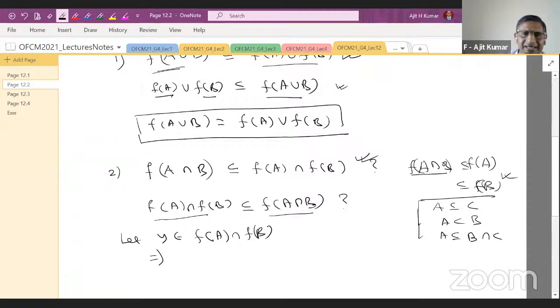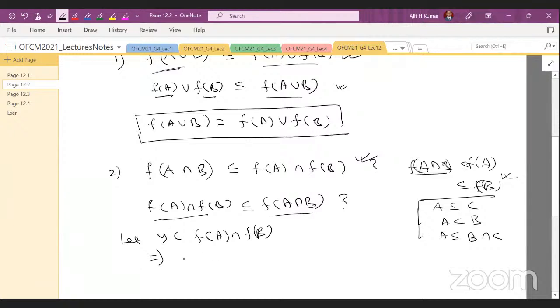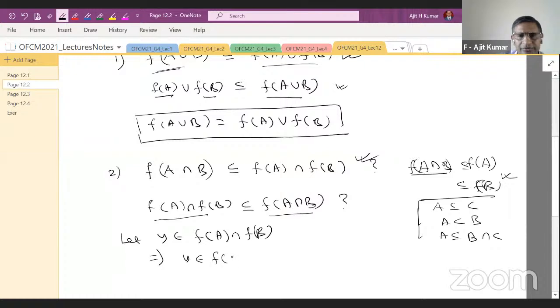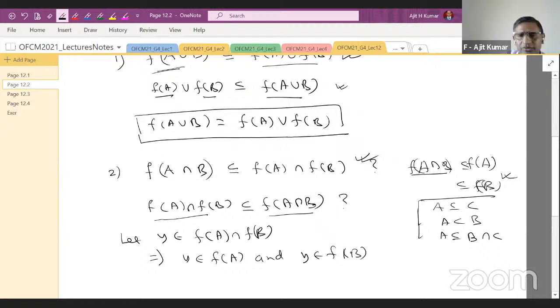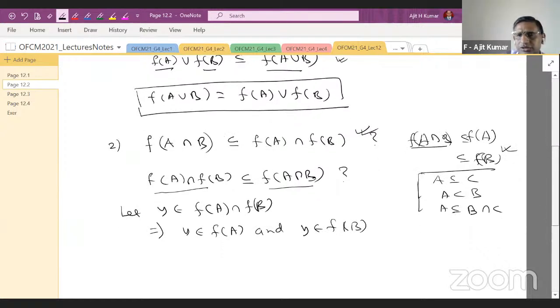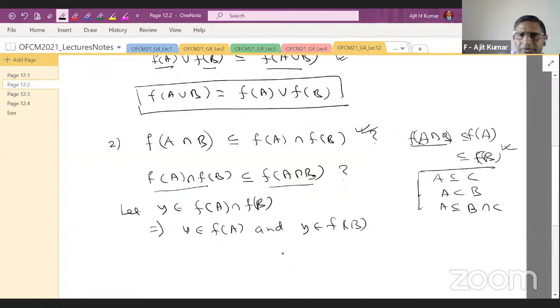If y lies in f of A intersection f of B, what does it mean? What does it imply? y belongs to f of A and y belongs to f of B. Okay, fine. So somebody else from group 3?